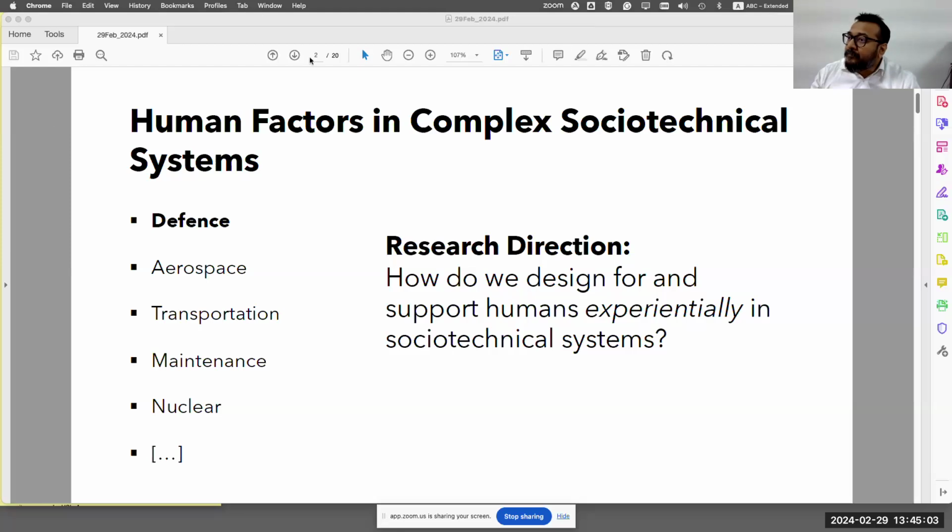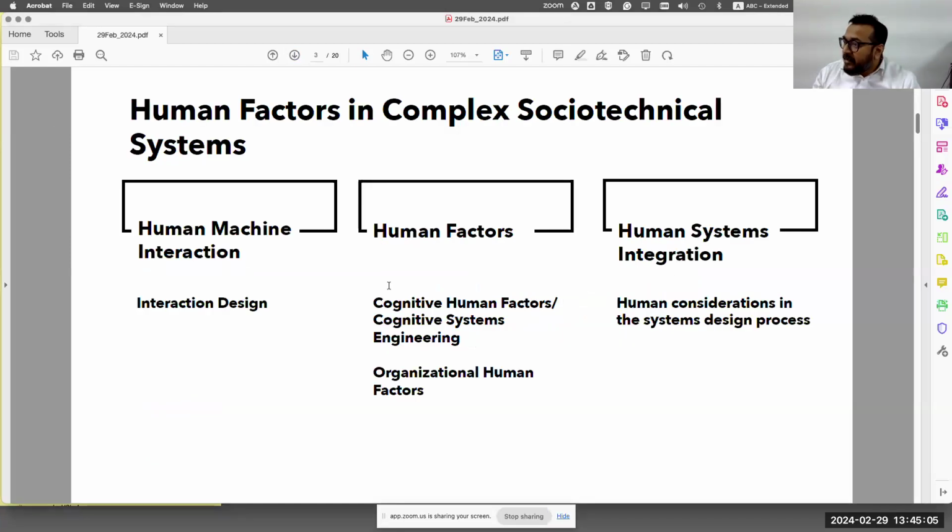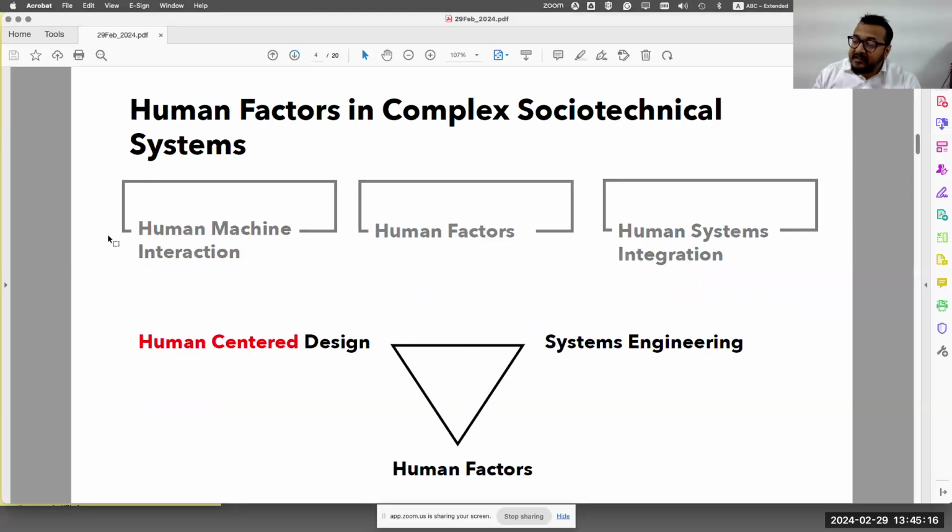Three areas: one is HMI design, human factors, and human systems integration. All of these three come together when I'm thinking about any kind of HMI design. So I rely a lot on human factors as well as get a lot of ideas from systems engineering.